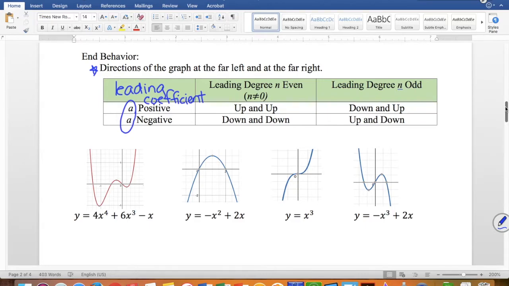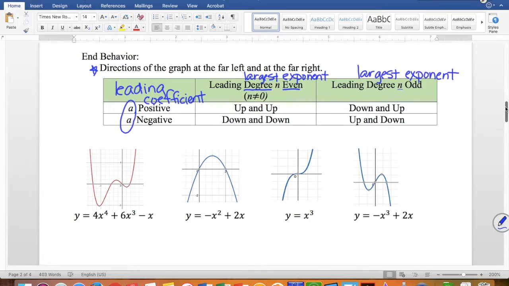So if your leading degree, that means your largest exponent, is even and your A is positive, here's how your graph is going to look. The end behavior is going to go up and up. Okay, if your leading degree is even, or your largest exponent is even, but your A is negative, you're going to go down and down. Over here, your leading degree, again, largest exponent, if the largest exponent is odd and your A is positive, you'll go down and up, and if A is negative, you'll go up and down. So let's kind of check this out down here in these examples.